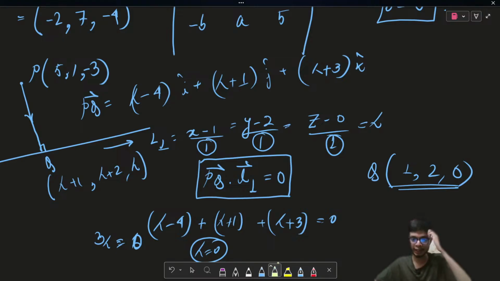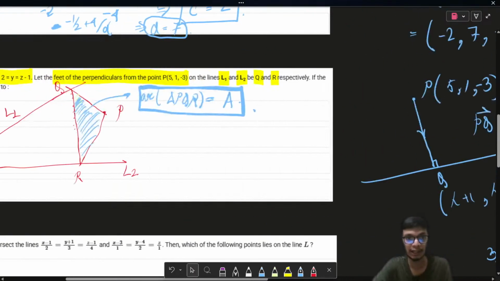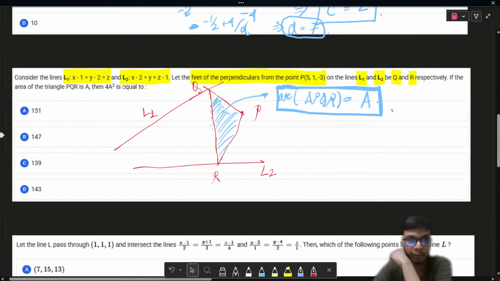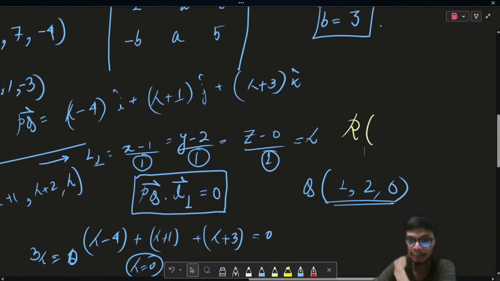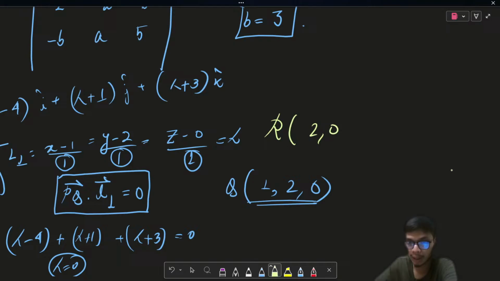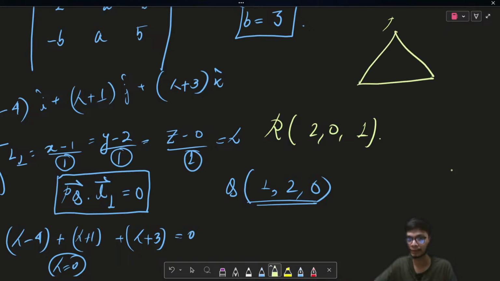And in a similar manner, if you try to find the point R, it will be found by assuming another point on this line L2, in terms of mu, and then again solving the same equation. If you do that, you'll get the coordinate of R as 2, 0, 1.